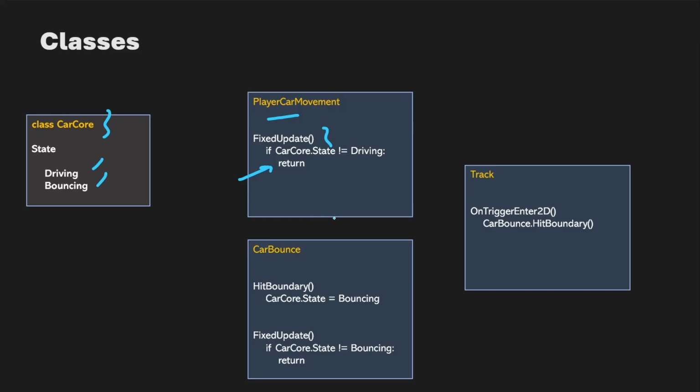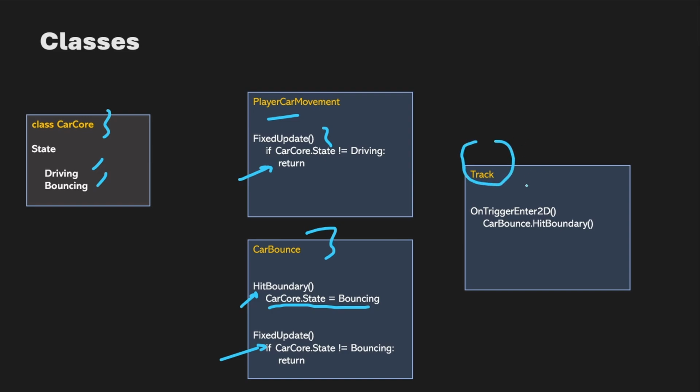Then to handle the bouncing, we're going to add a new component called a CarBounce. That will have a hit boundary function on it, which will be public, so it can be called from elsewhere. When that gets called, it'll get hold of the car core and switch the state into bouncing. Then inside its fixed update, similar to the player car movement, except the opposite, if we're not in the bouncing state, then it's simply going to return immediately. If we are in the bouncing state, it's simply going to force the car to sit there still for 2 seconds. And then finally, last but not least, we'll make a track component.